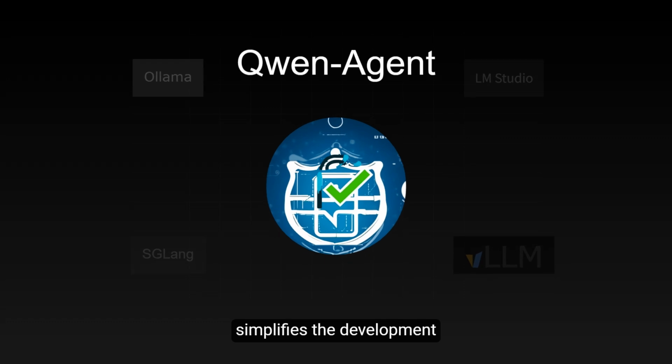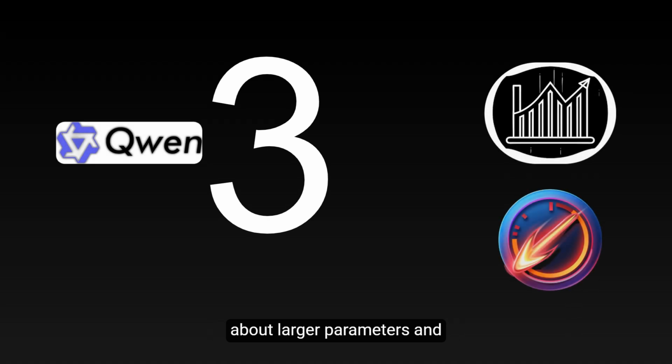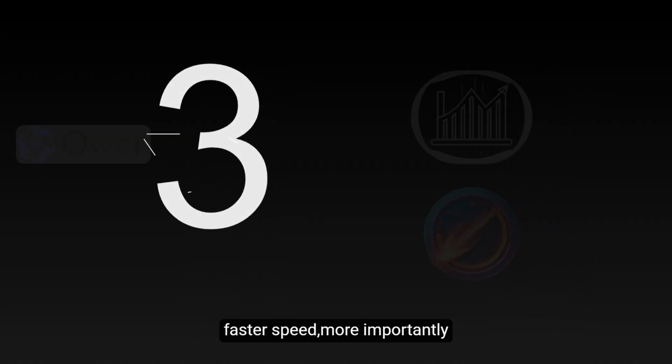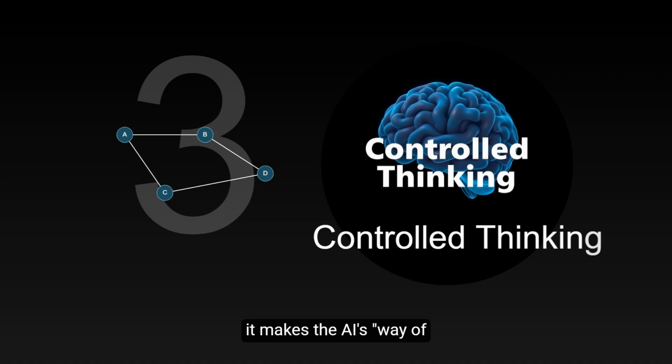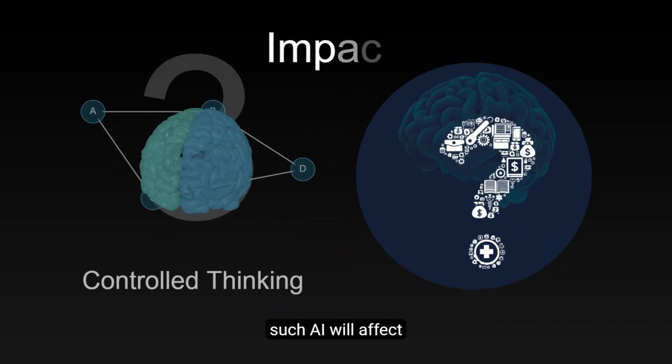The release of Qwen3 is not just about larger parameters and faster speed. More importantly, it makes the AI's way of thinking controllable and transparent. Which industries do you think such AI will affect? And what new challenges will it bring?